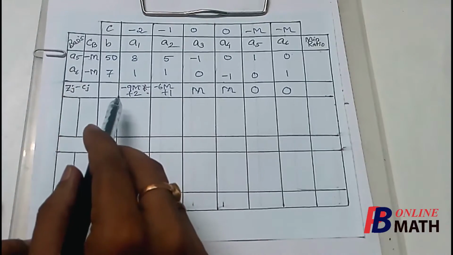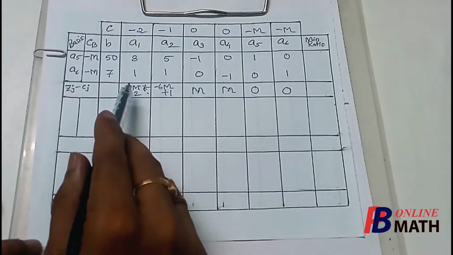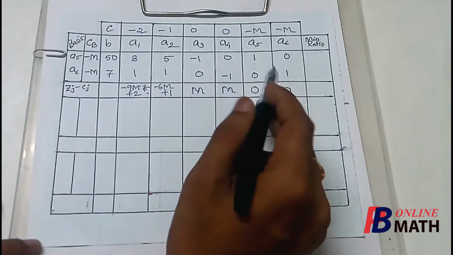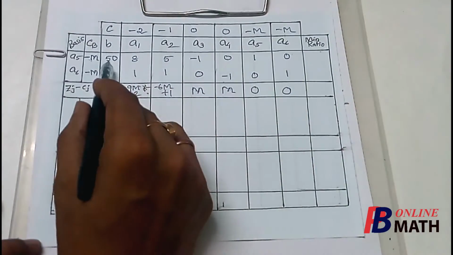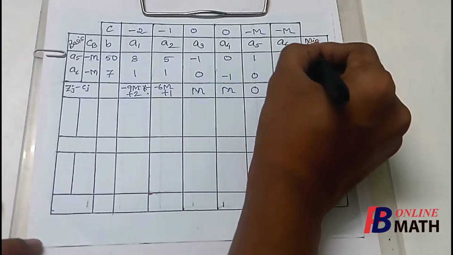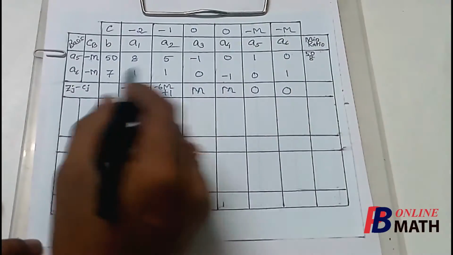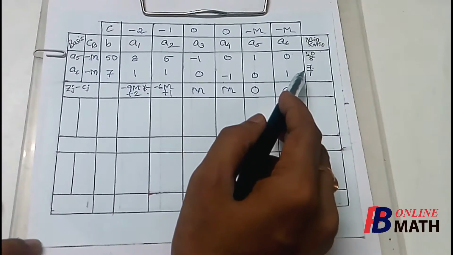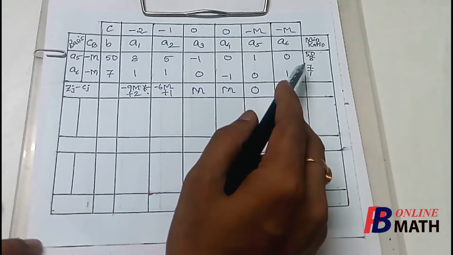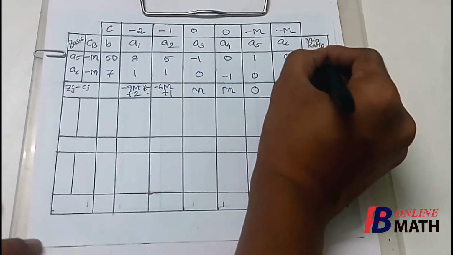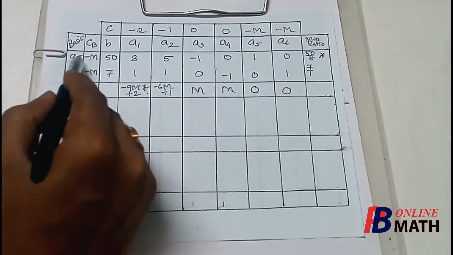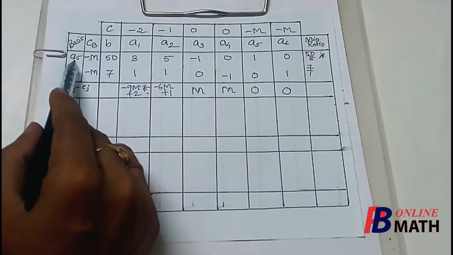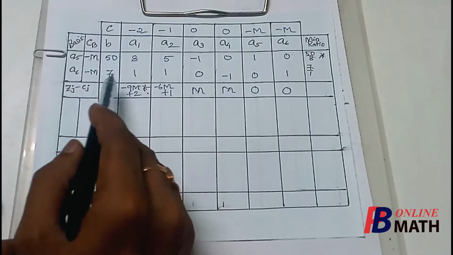Now we have to identify which vector will leave the basis. For that we have to compute min ratio. To find min ratio, we have to find the ratios, which will be 50 by 8 and 7 by 1. So we have two ratios, out of which we have to find the minimum one, and we easily find that this is the minimum, 50 by 8. That means a5, this vector will leave the basis. So a5 will leave the basis and a1 will enter the basis.